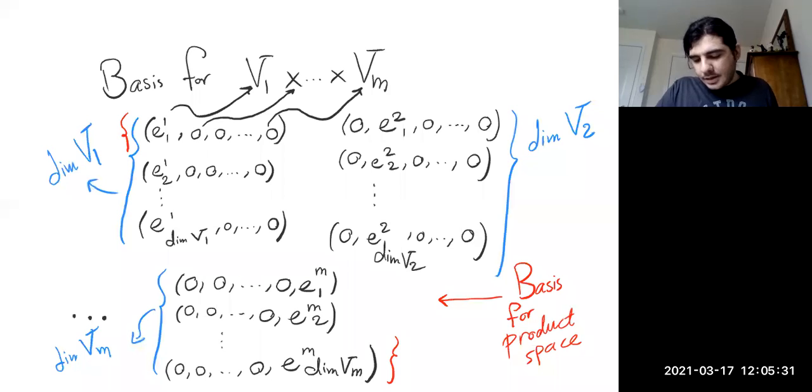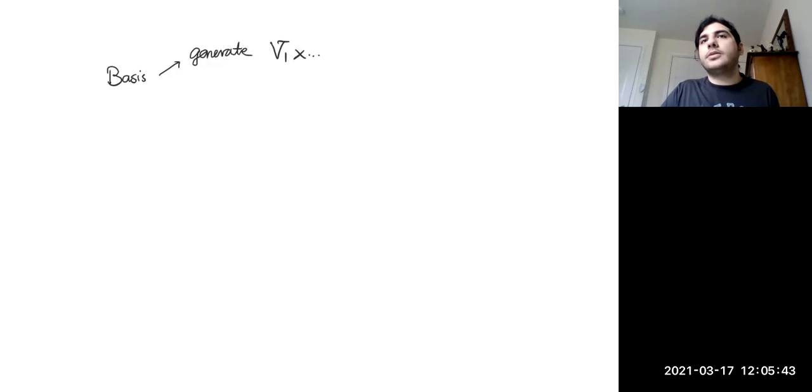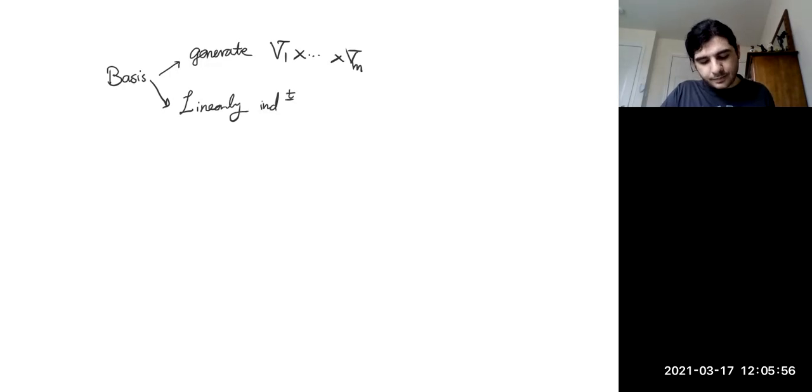Okay, so I want to say this thing is a basis. I should show two things. I should say they generate the whole product space V1 times V2 times Vm. And I should say these vectors are linearly independent.